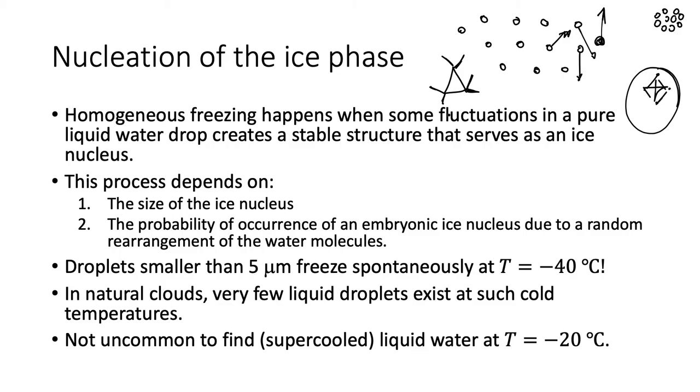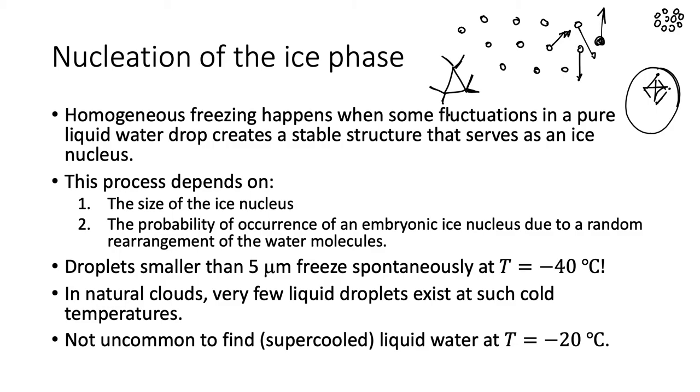And also, of course, this process depends on the probability that the molecules will rearrange themselves, will find themselves exactly in that position that will help the formation of the ice nucleus. So, for this reason, homogeneous freezing is quite an unlikely process to happen at normal conditions, right? At 0 degrees Celsius, it's really unlikely that you'll form ice crystals just normally out of pure sheer chance that molecules rearrange themselves in the right configuration.